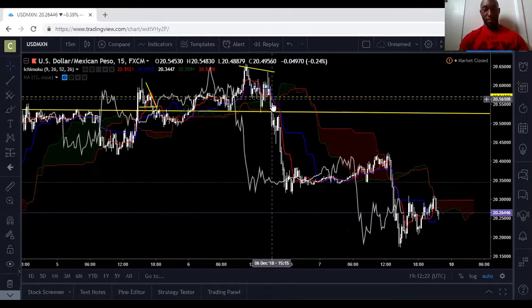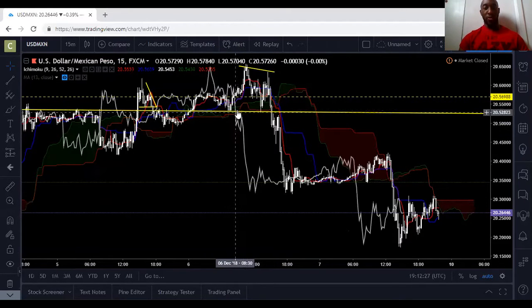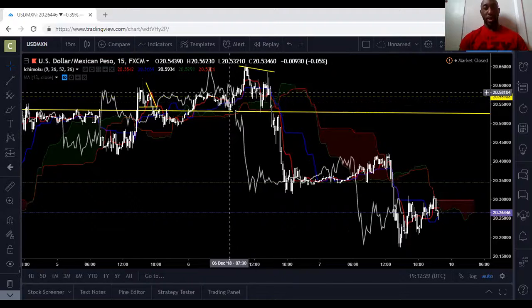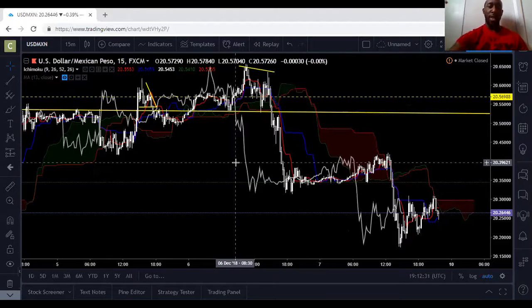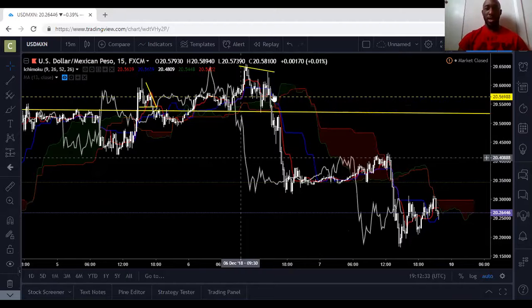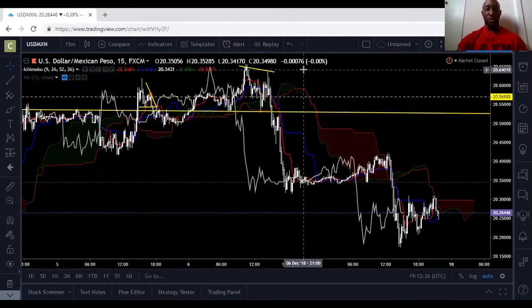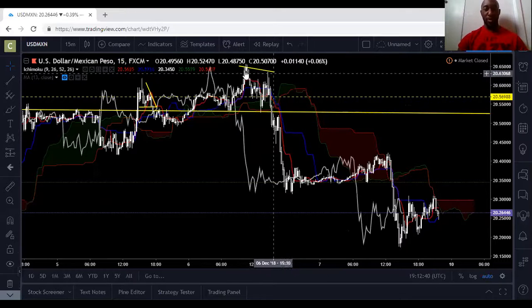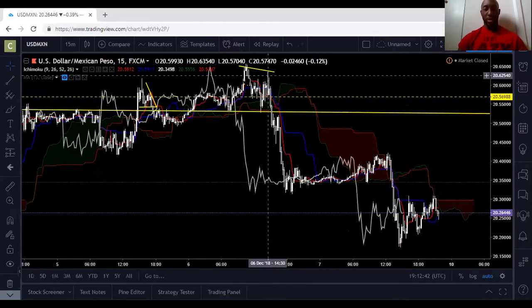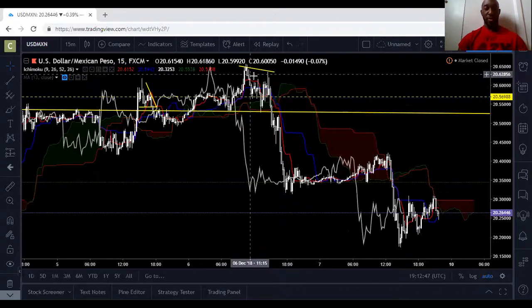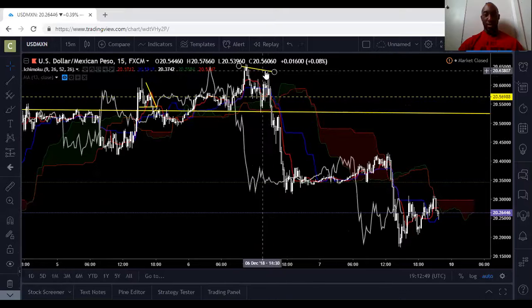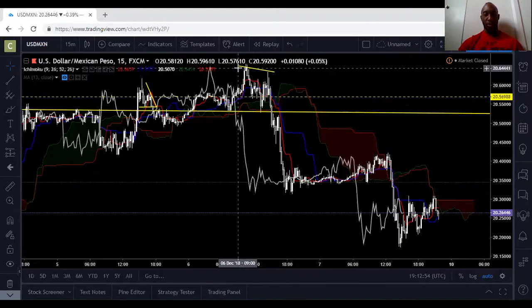So it broke here, came down. Even Chikou span broke through the cloud. Whenever you see Chikou span breaking through, these are my confirmations. So this is considered a resistance area, all right? So once it has broken the resistance area, once it has touched resistance, I look to see if it's going to respect this here. So it respected it.